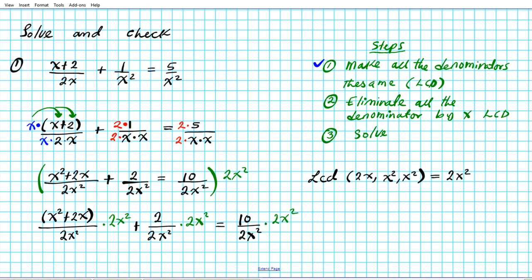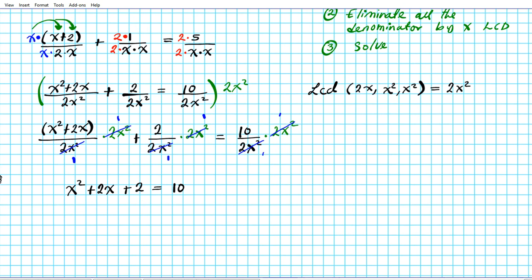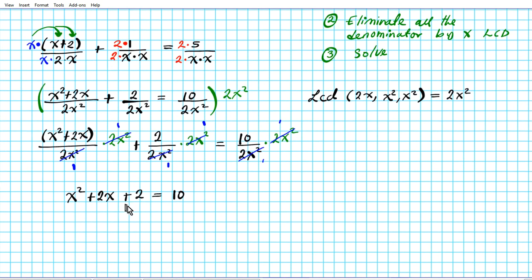So what happens? The denominators divide out. So this divides out with that, this divides out with that, and this divides out with that. Okay, so the resulting equation is the following quadratic: x squared plus 2x plus 2 equals 10. Okay, so we've changed this complicated rational equation into a more manageable quadratic equation.